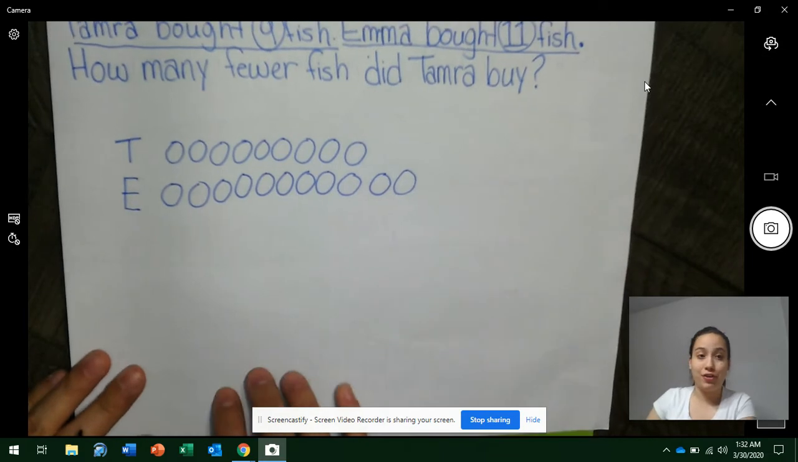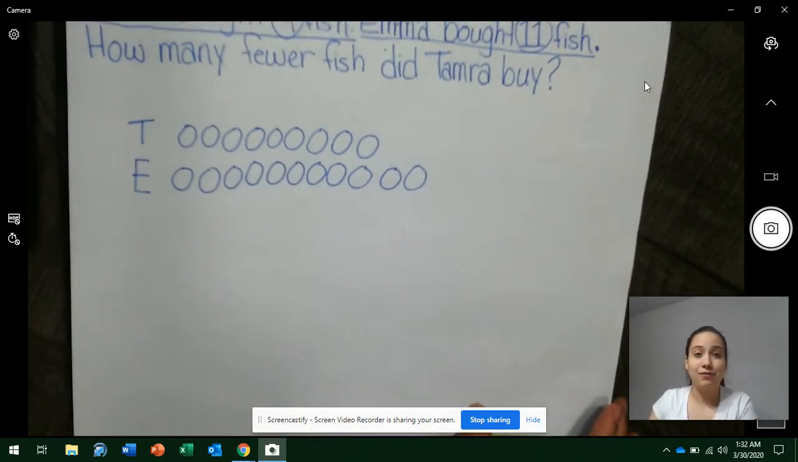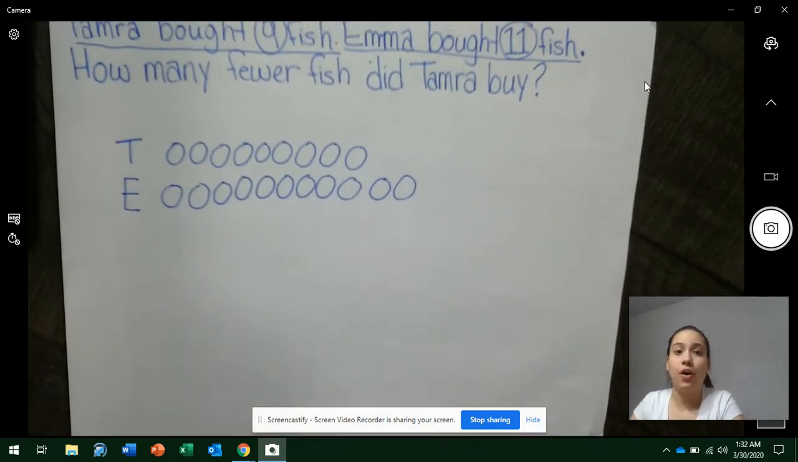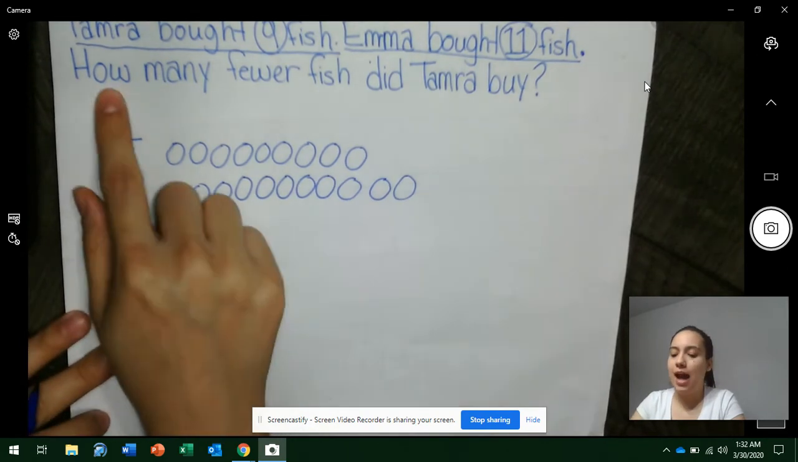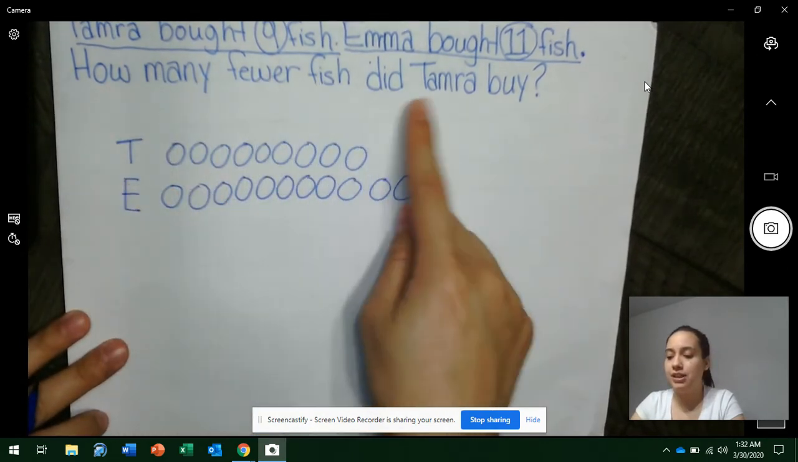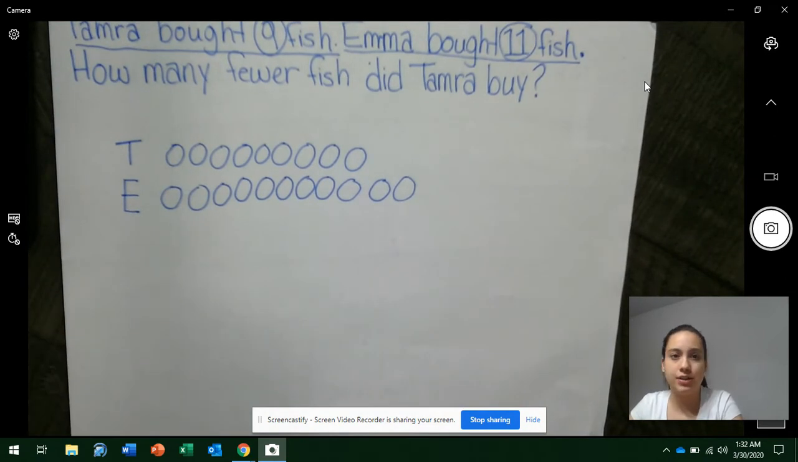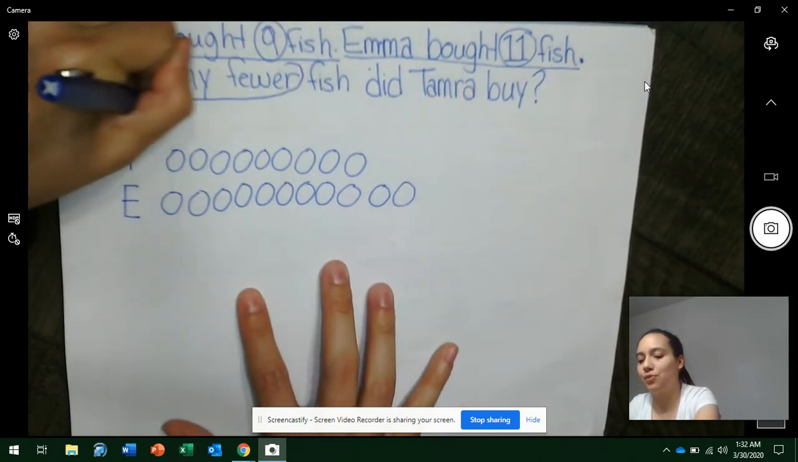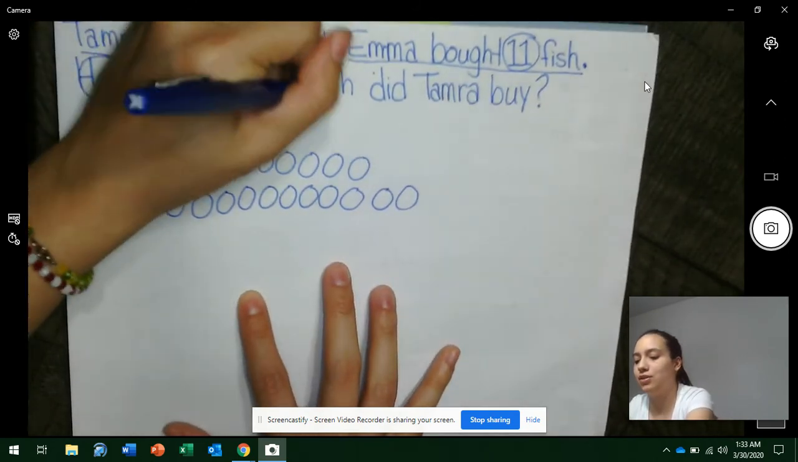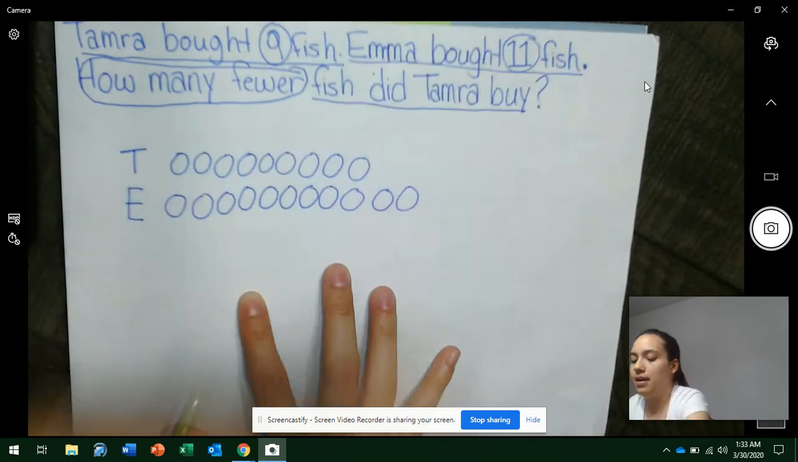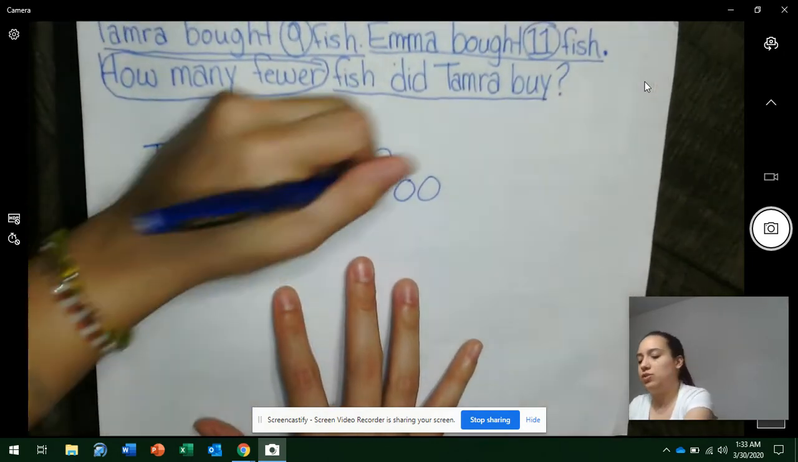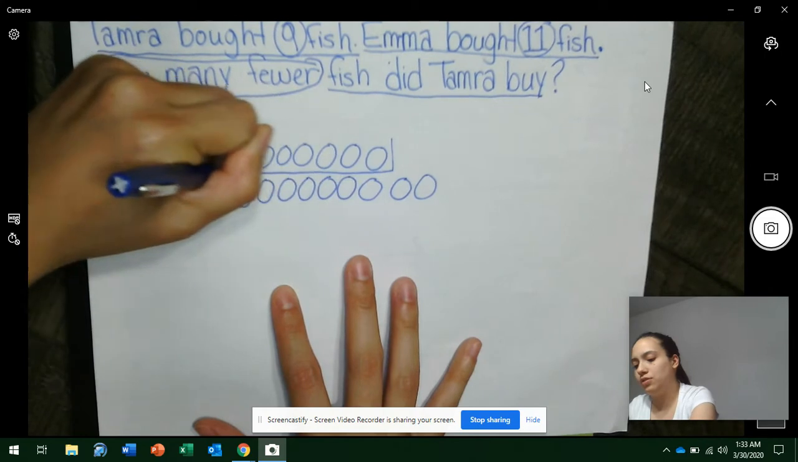Awesome. And our third step is we have to circle our keyword. It says, how many fewer fish did Tamara buy? So what is our keyword here, boys and girls? That tells us that we're going to compare. Get ready. Yes, it's how many fewer right here, boys and girls. Fish did Tamara buy? So now let's box our circles.